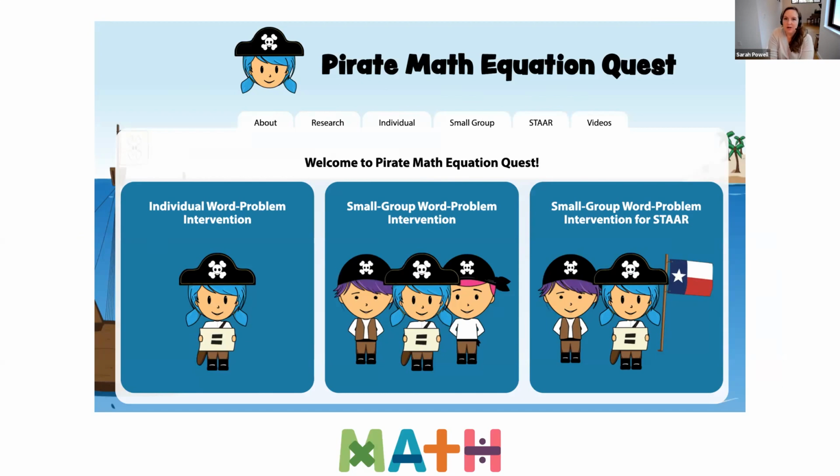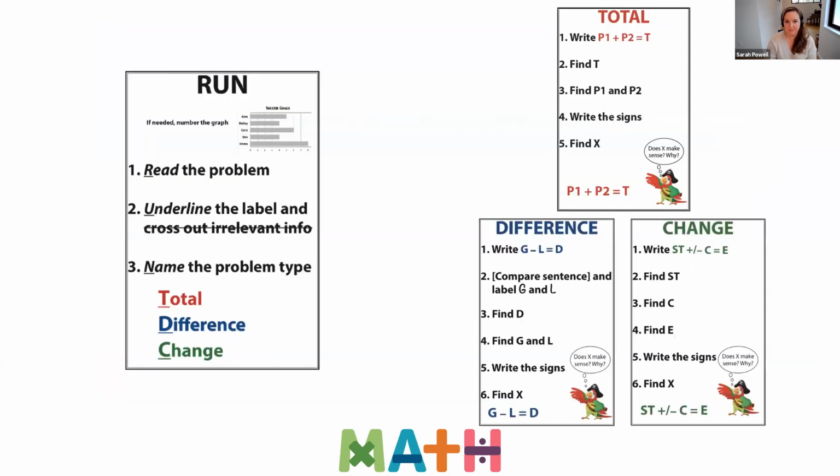Just as Lynn talked about, all of this work comes from the original program that she and I and our colleague Pamela and others developed at Vanderbilt University called Pirate Math. And with this project, which is funded by the Institute of Education Sciences, we took Pirate Math and we embedded this equation quest activity within Pirate Math. And so we call this program Pirate Math Equation Quest.